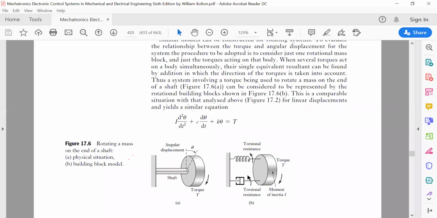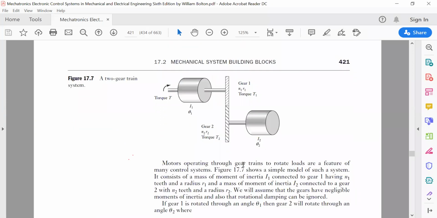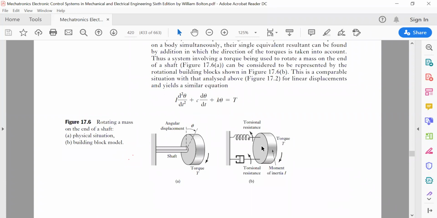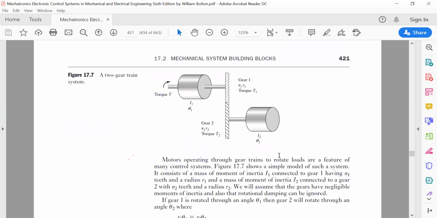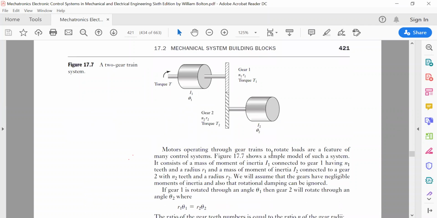Okay, so again, we have shown this system like we have shown with a linear system. There is a spring involved, there is a dashpot, and there is a rotational system, on which a torque is being exerted. So from this, we have derived this equation, which is completely similar to the linear system. Now this is another system, a two gear train system, which you are seeing right now on your screen.